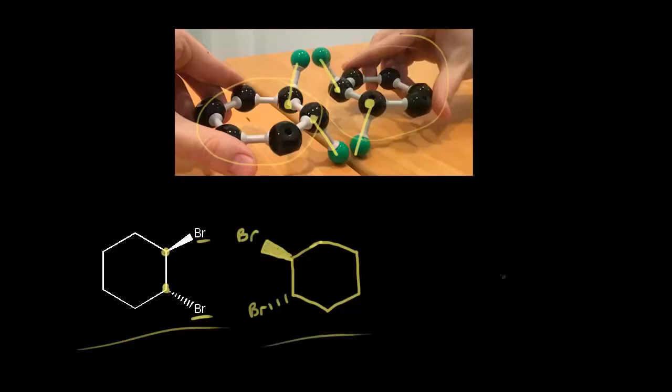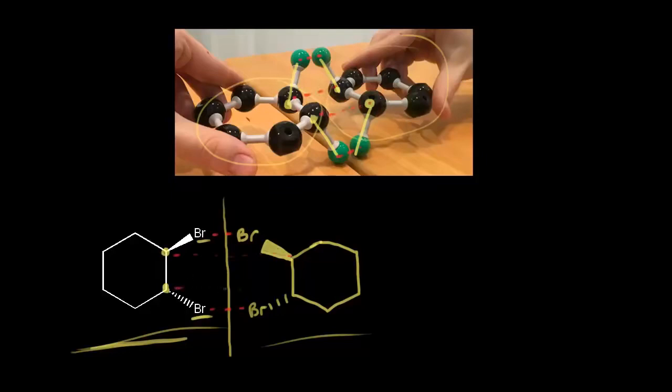And sometimes you don't have model sets or a mirror, but you can draw the mirror image by just using this drawing on the left. You can imagine a mirror right here. And just as you see up here, this bromine is reflected in the mirror. This bromine is reflected in the mirror, right? So these bromines are reflecting each other. And then this carbon is opposite of this carbon. So that's this carbon and this one. And then this carbon is opposite of this one.